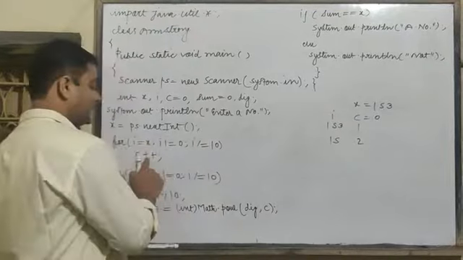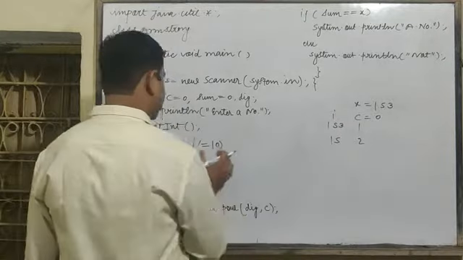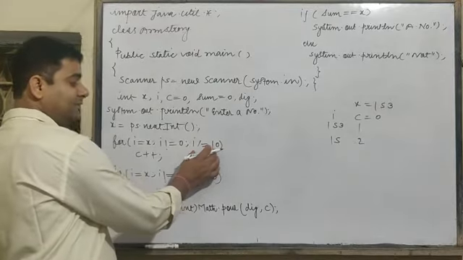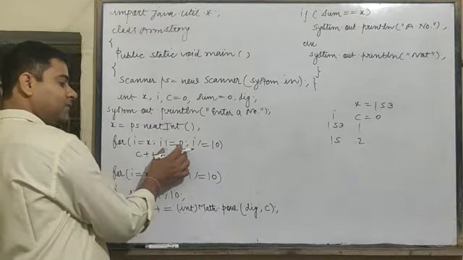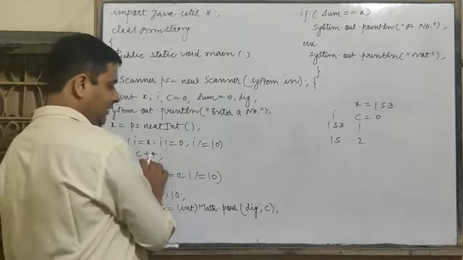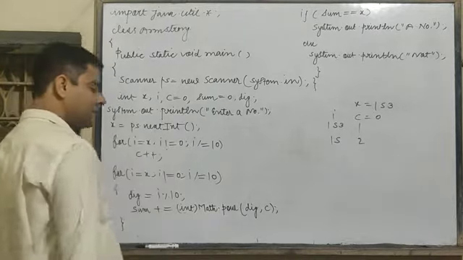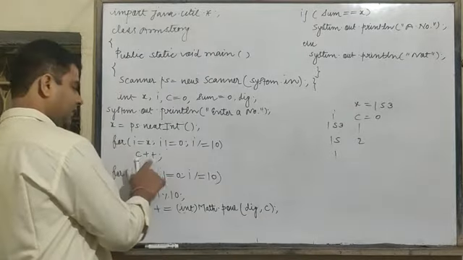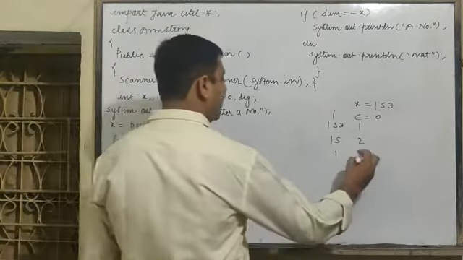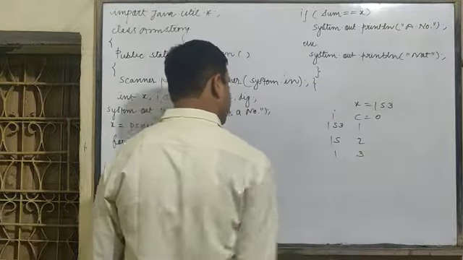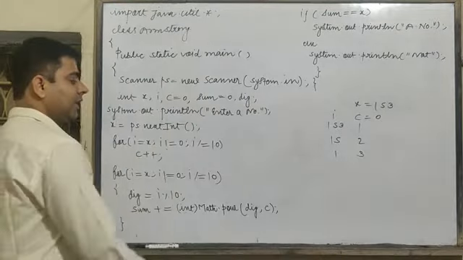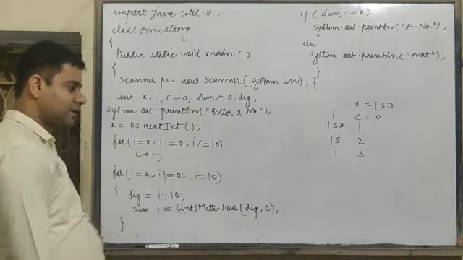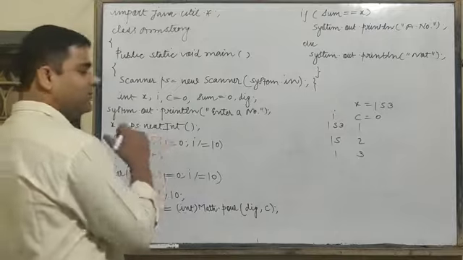Last time the value of C was 2. Now it will jump here to update the value. So 15 upon 10, 1. 1 is not equal to 0, no. The condition is true, so it will come inside, C++. The current value of I is 1. 1 is not equal to 0, no. It will come inside. The value of C will be increased by 1, so it will be 3. Now we will jump here on the update part. 1 upon 10, 0. 0 is not equal to 0? The condition is false, so it will come out of the loop.